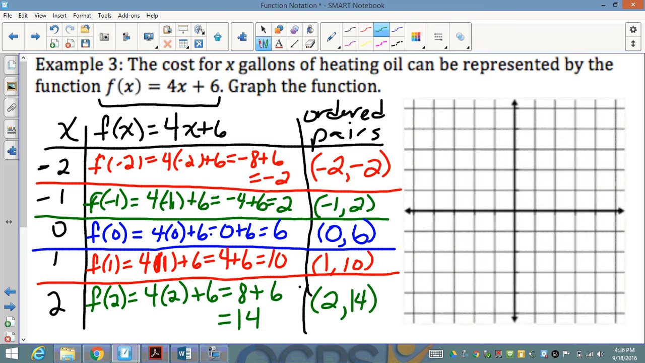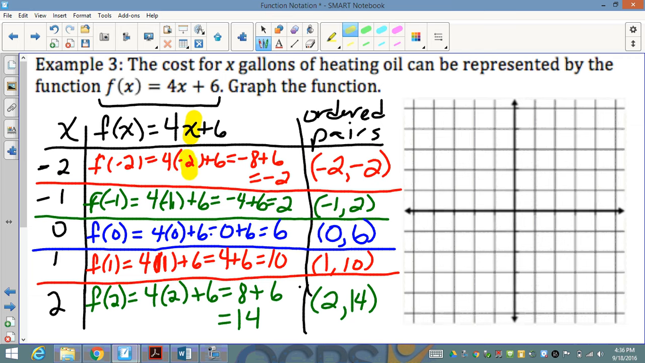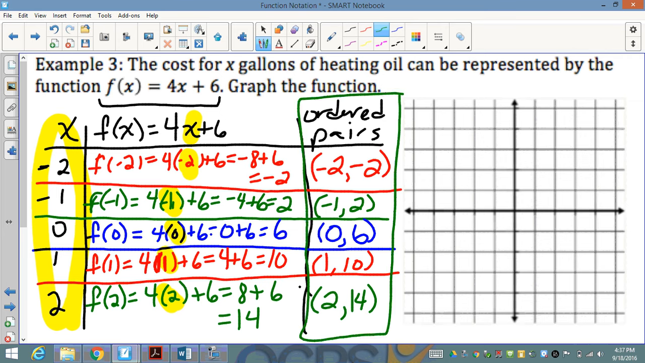Okay, I did all that kind of quickly, but as you can see, all I did each time, I took out the x and replaced it with the corresponding value that I chose for my x's here. The last thing I need to do is plot those points. So I'm going to use this last column where I wrote my ordered pairs. So negative 2, negative 2. So I'm going to go left 2, down 2. That's going to be right there. Negative 1, 2. Negative 1, positive 2.